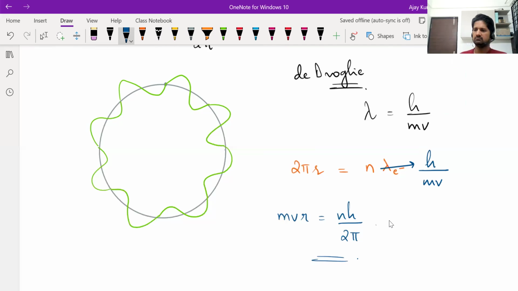It gives more support. It supports Bohr's theory. Anyway, it kind of proves the existence of stationary orbits.